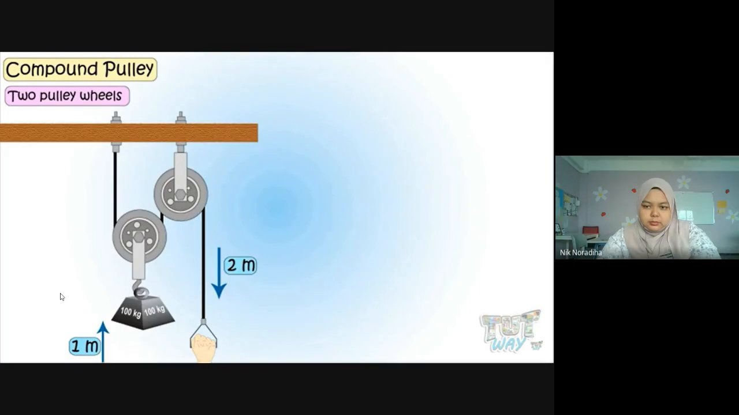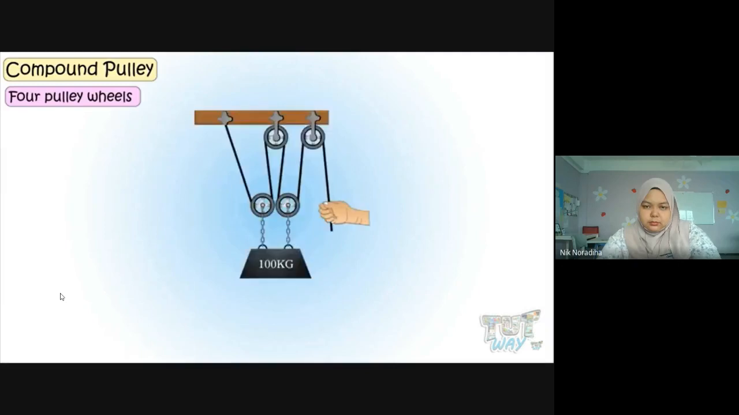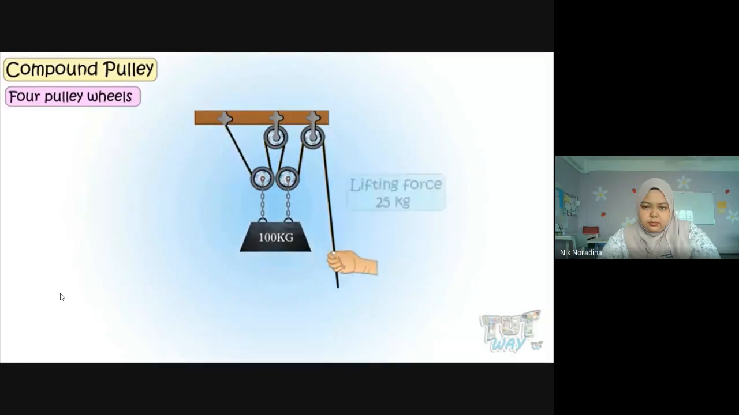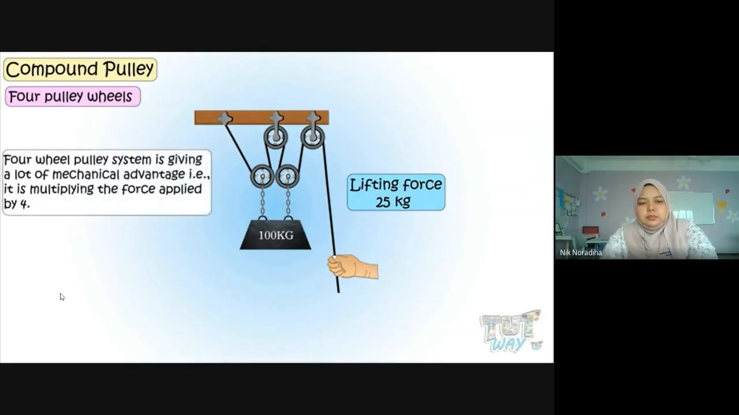Now let's see a compound pulley having 4 pulley wheels. Here we have a compound pulley with 4 pulley wheels. Here, 100 kg weight is equally supported by 4 pulleys and an even longer rope. This means you can lift it by pulling with a force of just 25 kg. That is 1/4 of the force otherwise required. So it's giving you a lot of mechanical advantage. That is, it's multiplying the force applied by you by 4. So it's giving mechanical advantage of 4.